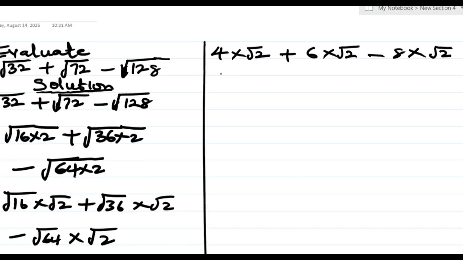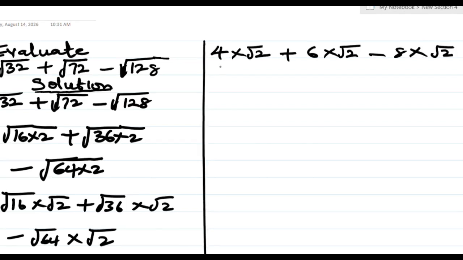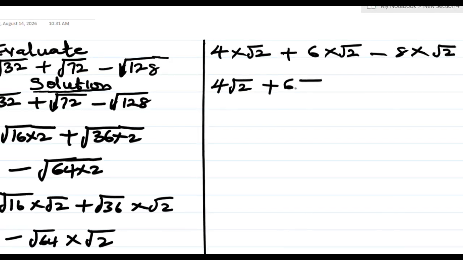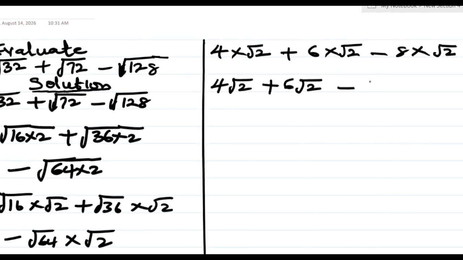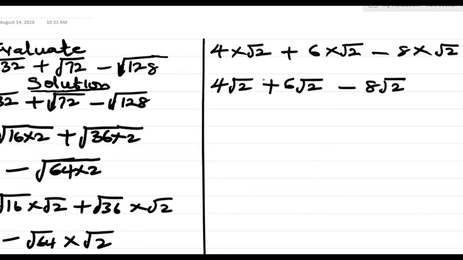So if you look at it very well, we can multiply this 4 and root 2, multiply 6 and root 2, multiply 8 and root 2. So this is going to give us 4 times root 2, which is 4 root 2. The same thing with 6 multiplied by root 2, that is 6 root 2, minus 8 multiplied by root 2, that is 8 root 2. So we have root 2 in all the three terms. So that means root 2 is common.